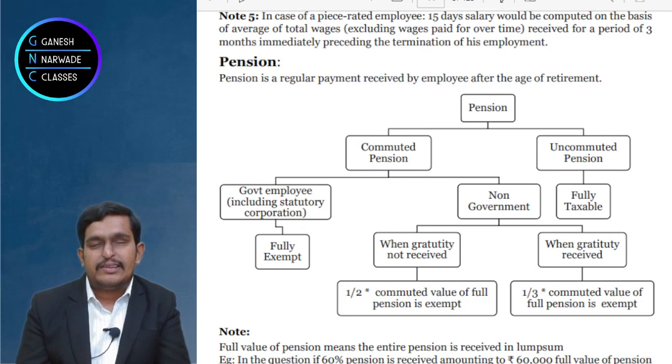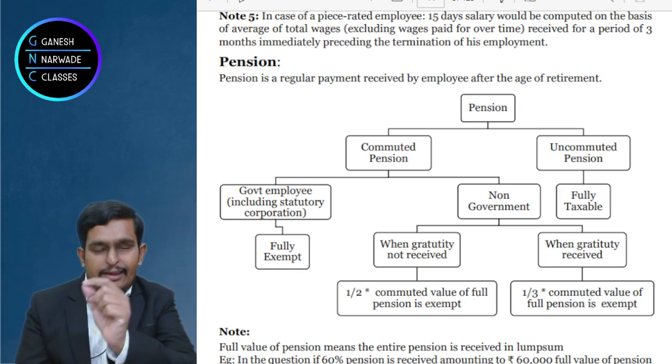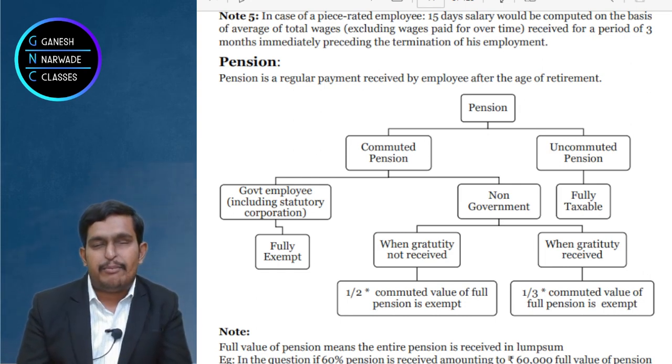Suppose the employee is not receiving any gratuity, so he is getting only commuted pension. Then exemption is given. How much? 1/2 of full value of commuted pension. So how should we calculate tax? We write the commuted pension received, minus 1/2 into full value of commuted pension. Simple, and we get the taxable commuted pension.